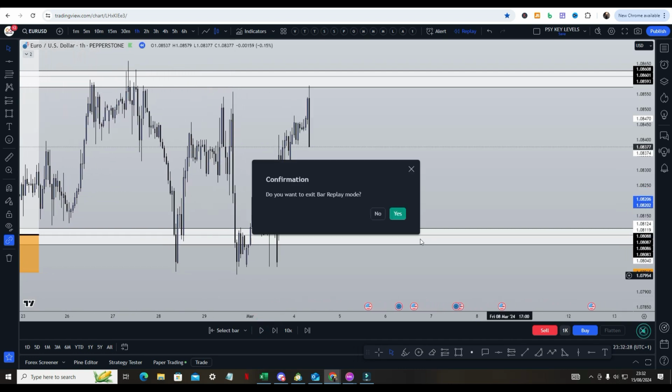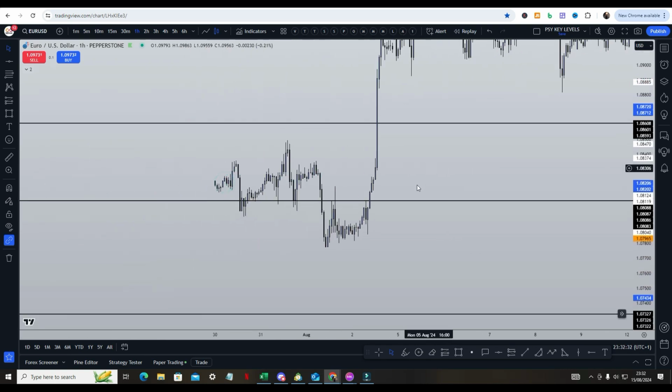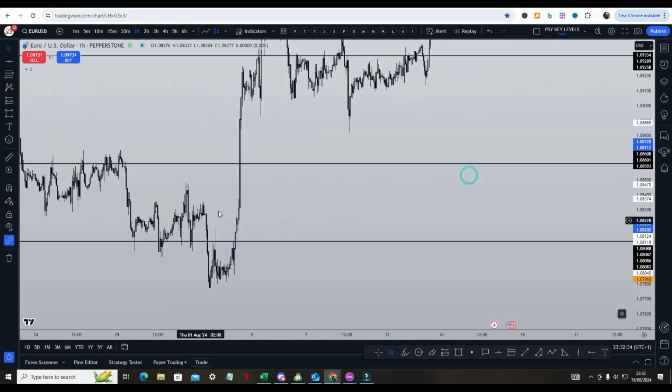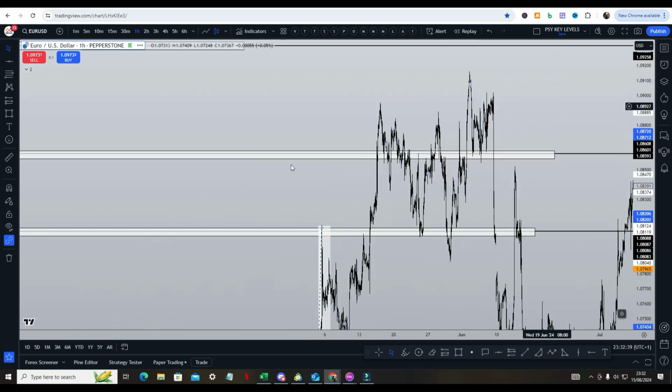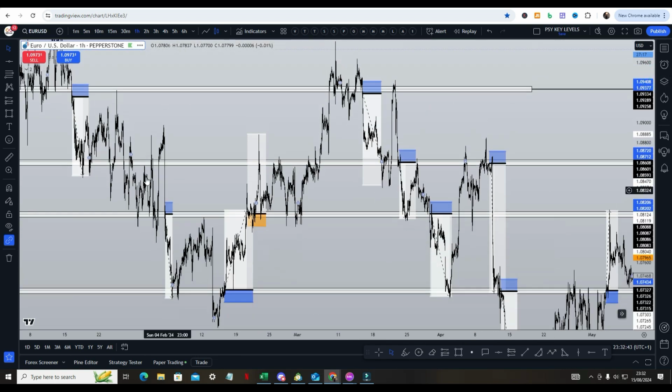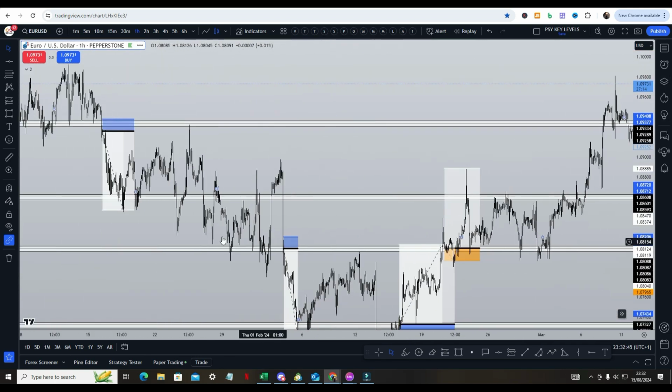Just zoom out a bit. Just one moment. Now this is something, guys, I only teach in my mentorship program. Let me just bring it back up to, as you can see, I'm not going too far back with the Euro USD. Now one thing I show in the mentorship program, guys, is consolidation.